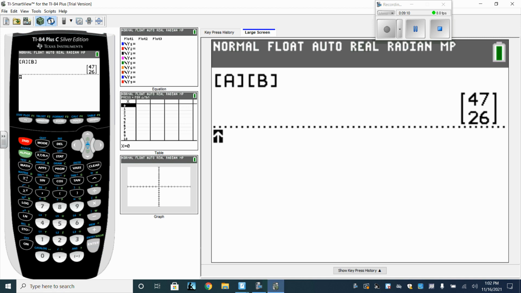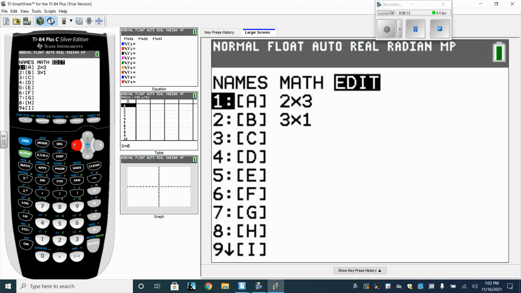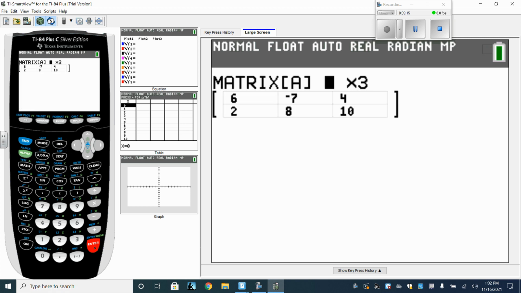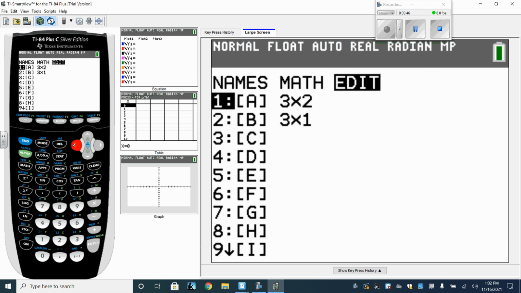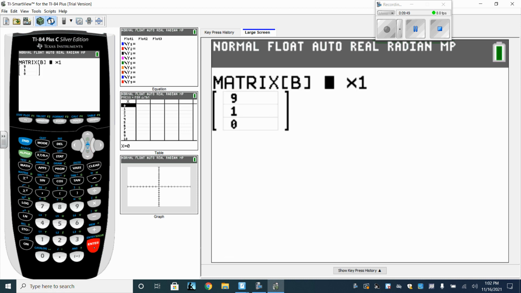So let's go second matrix and edit matrix A, the first matrix. Now this here is going to be a 3 by 2. We would have 8, -4, 10, -20, 4, and 16. So we need to put in the second matrix, edit B, because we need to put both matrices in.